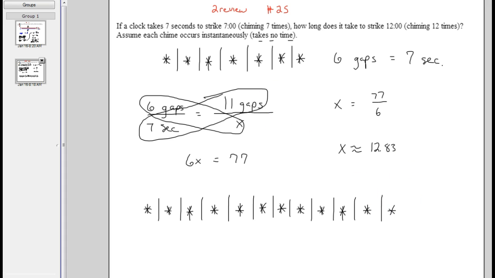Alright, so that's the easiest way to do this problem: count the gaps, rather than what a lot of people do. They see these are the same, so they just say, well, that's got to be 12. But if you count the gaps and use that stars and bars method, or just know that there's always one less number of gaps than there is chimes, then you can set this up pretty easily.